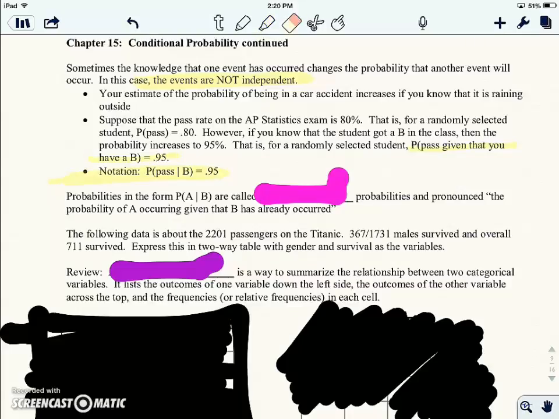Okay? Probabilities in the form of A given B are called conditional probabilities and pronounced, like I said, the probability of A occurring given that B has already occurred.